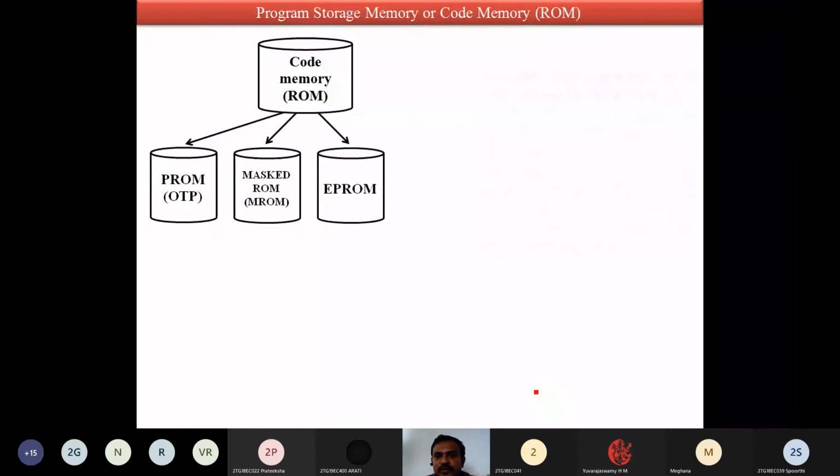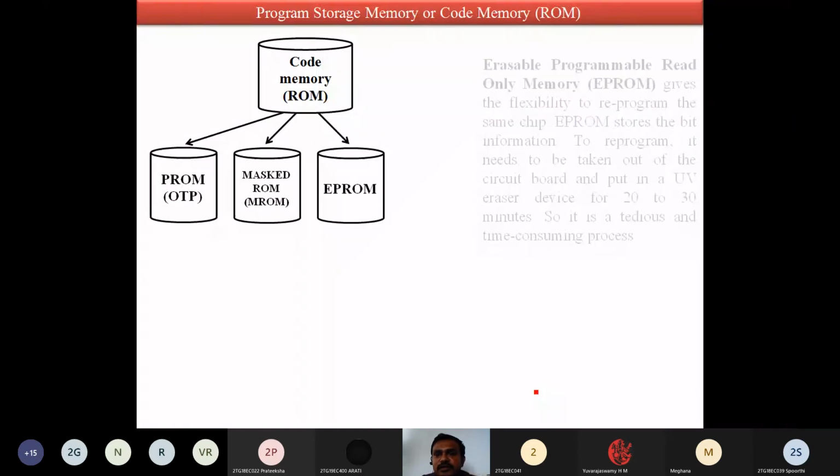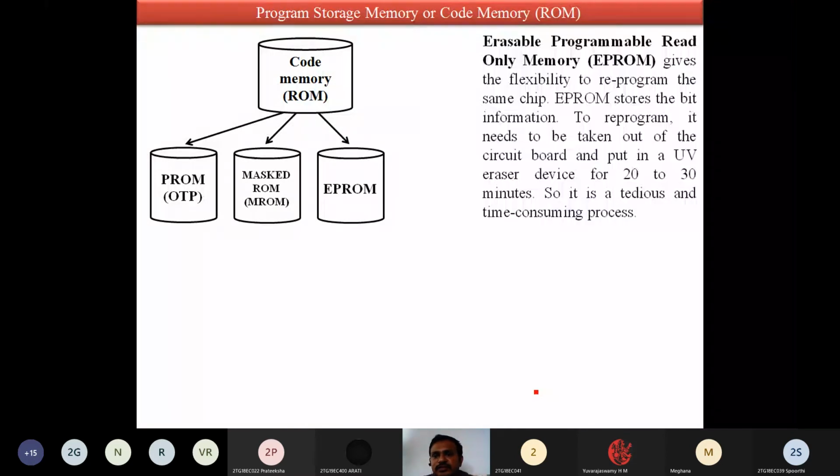Then EPROM, erasable programmable read-only memory. It gives flexibility to reprogram the same chip. EPROM stores the bit information. To reprogram, it needs to be taken out of the circuit board. So what is this EPROM going to give? Obviously, the flexibility for reprogramming. Masked ROM, no reprogramming. PROM, no reprogramming. What about this EPROM? It can be programmed and reprogrammed.